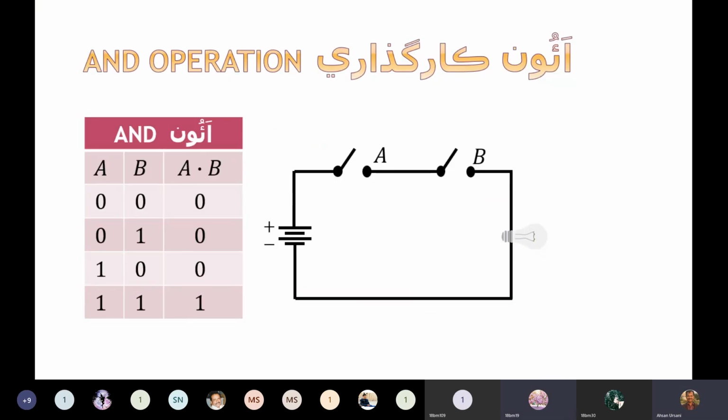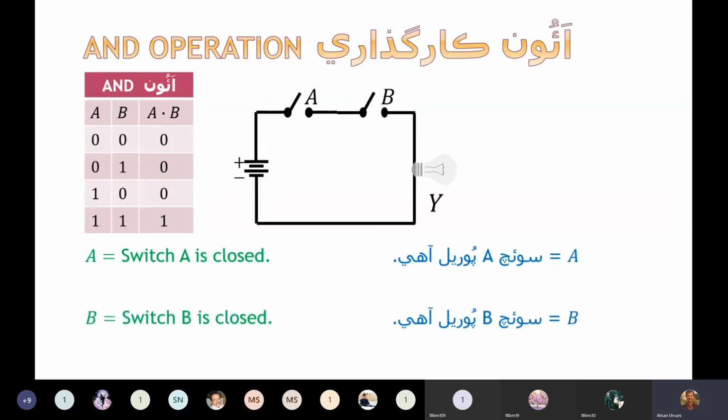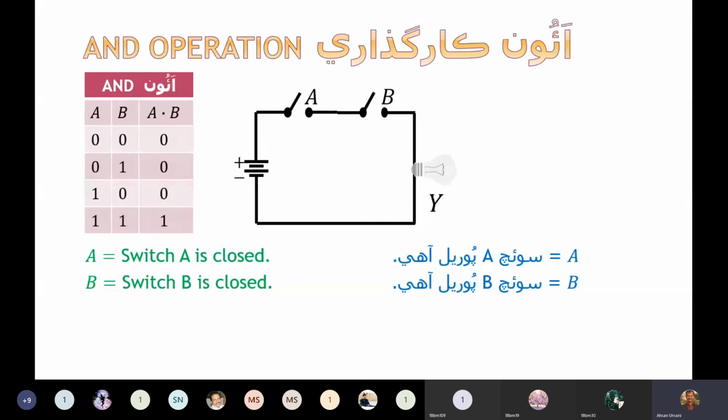Okay, so here I use variable A to represent switch A is closed. I use variable B to represent switch B is closed, and I use variable Y to represent lamp is on. Now what will the relationship be?